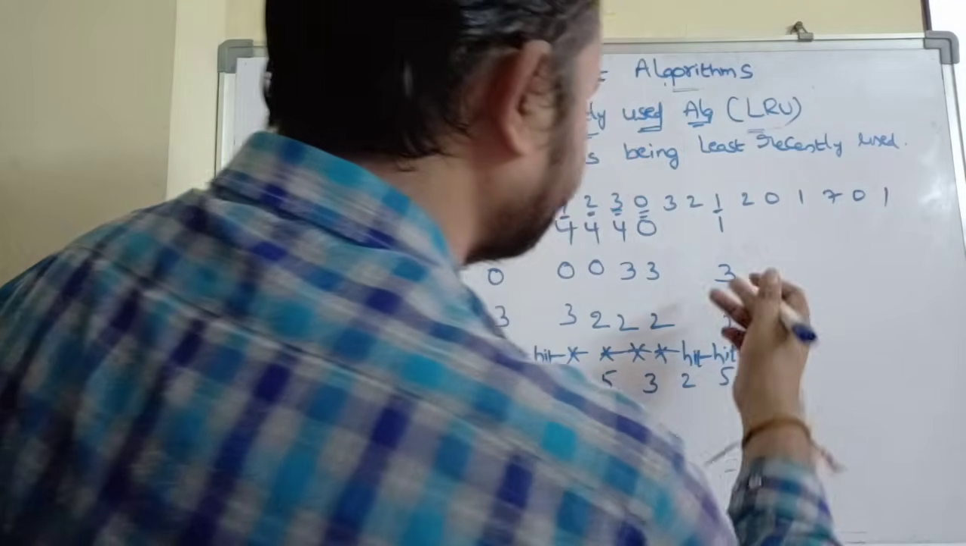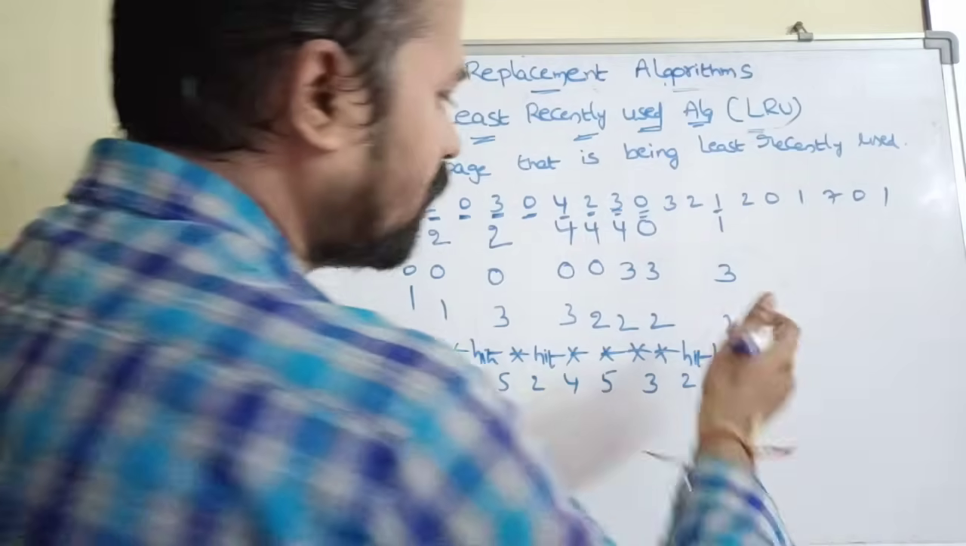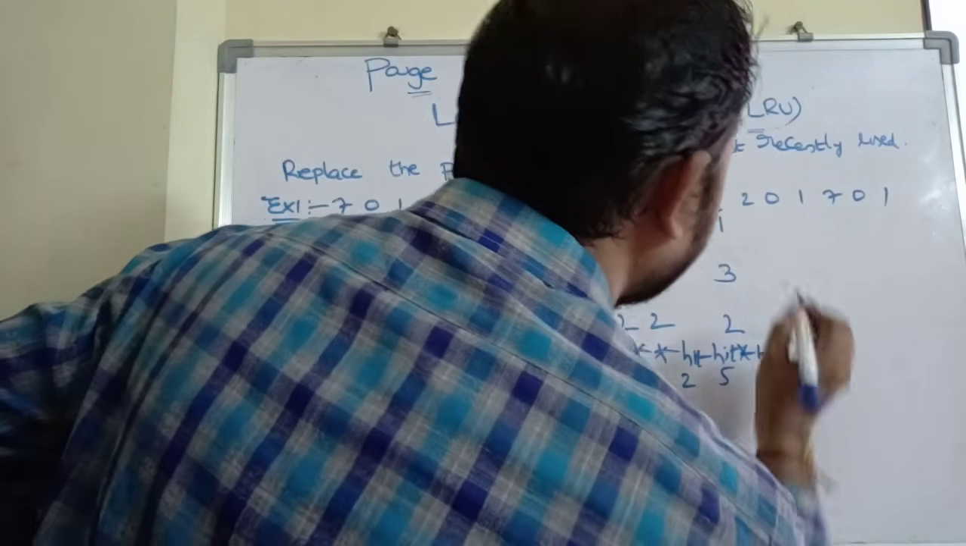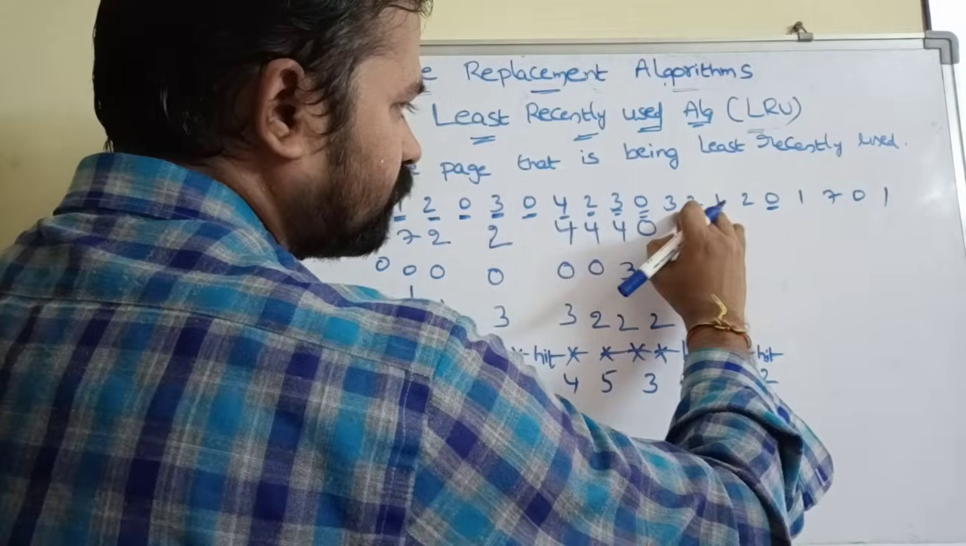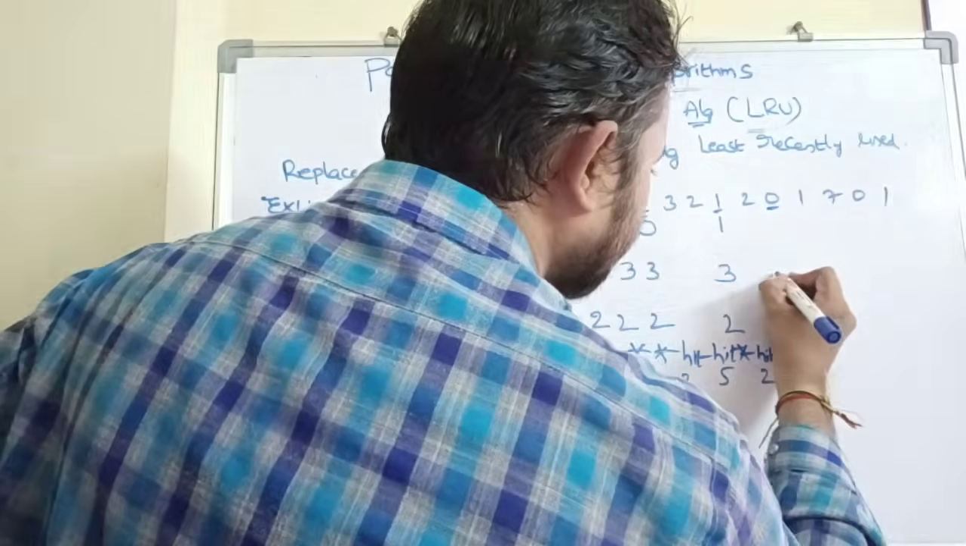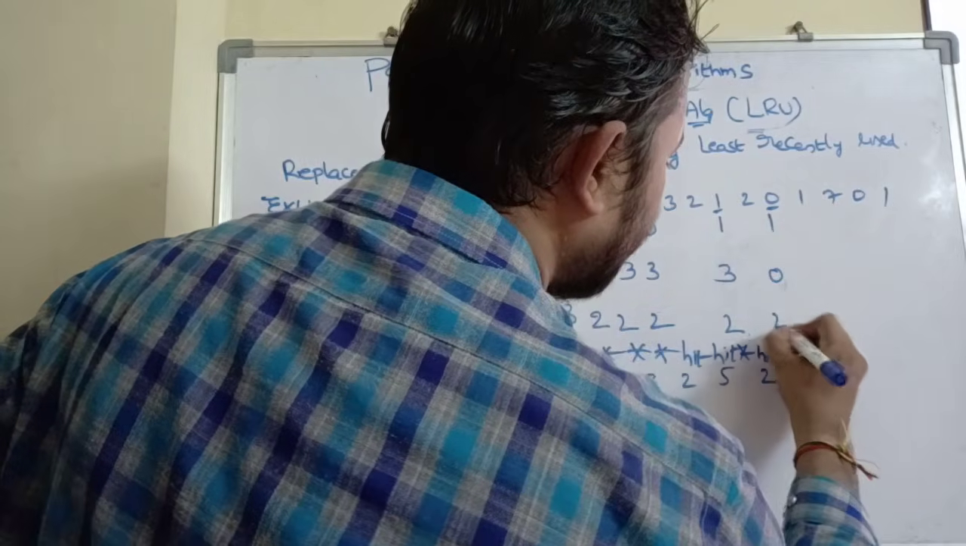So here we have the page fault. Next 2, already present. So hit. 0. So which page we have to replace? 2, 1, 3. So 3 is the least recently used page. 3 should be replaced here. So remaining pages as it is.